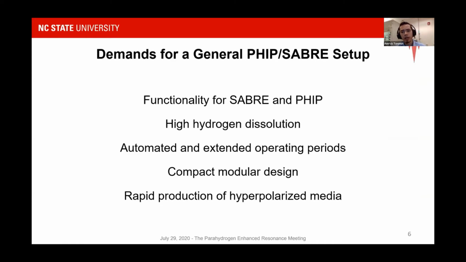However, the question that we've been asking ourselves is how do we move forward with PHIP and SABRE, and what are the demands of a generalized PHIP that can operate at any magnetic field and gives very high levels of polarization. What I put on this slide is a snapshot of what we think are the most critical demands for this general PHIP-SABRE setup that I'm going to dig into, and what we think we've addressed, which is high functionality for both SABRE and PHIP experiments.